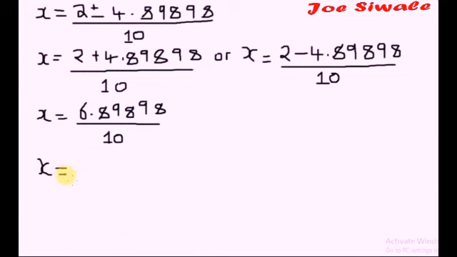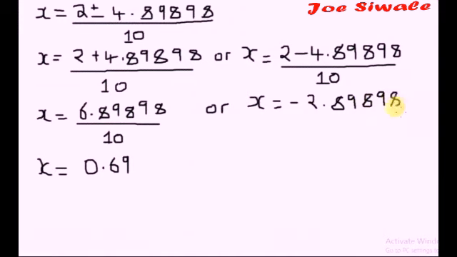So x equals 6.89898 divided by 10, which is 0.69. That will be the answer. You need to notice that the question said you need to leave your answer to 2 decimal places.